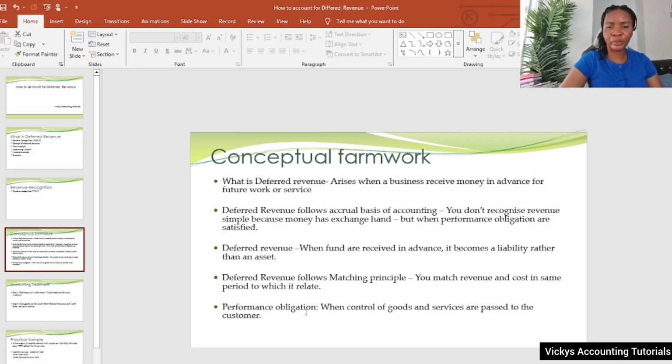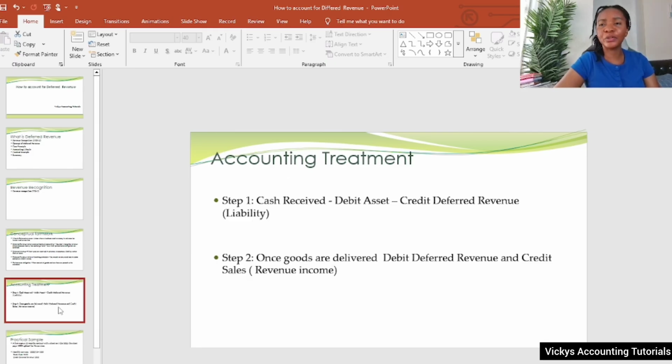Also, performance obligation: revenue is recognized when control of goods and services is passed to the customer. So this is the point at which you recognize your revenue. You must have performed your part of the obligation, meaning you must have delivered the goods to the customer and passed control to that customer. At that point in time, you know that you have fulfilled your part of the agreement, and then you have the right to recognize that revenue. Now we're going to look into how to account for deferred revenue.